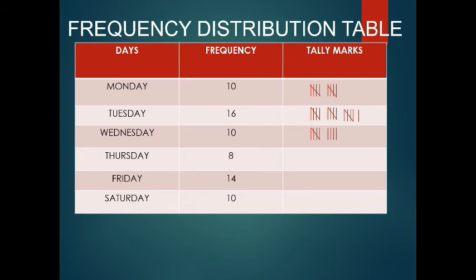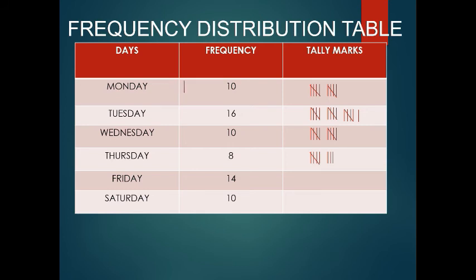Then comes your important one, that is Thursday. On Thursday, there are 8 fans. So what we will do, first of all, we will make one bunch of 5. Now, after 5, how many are left? 3 are left. So 3 single lines will be made now. Now in this, nothing will cut. Why? Bunches will cut only when there are 5 tally lines. Yes, 4 and 1 will cut.